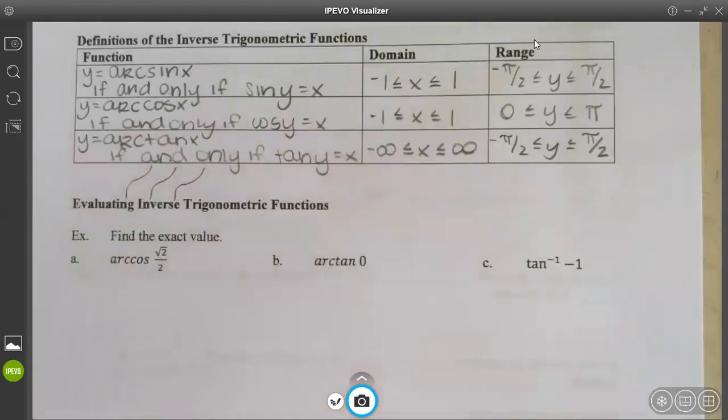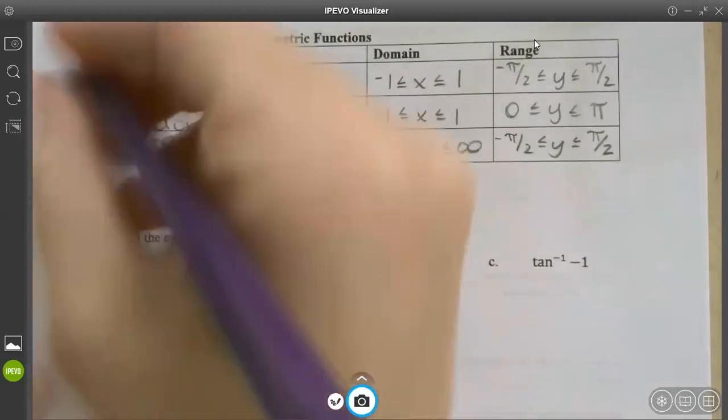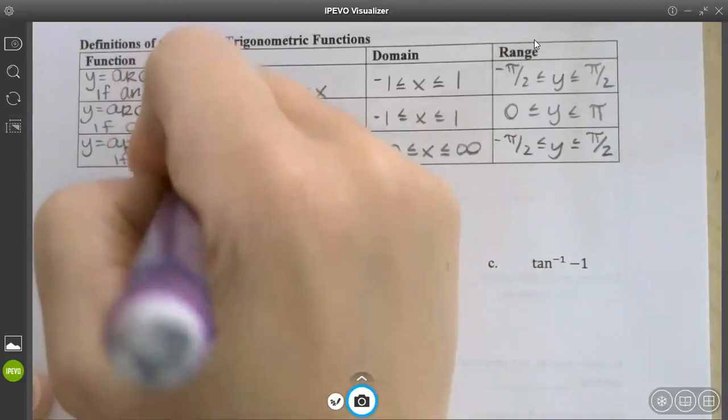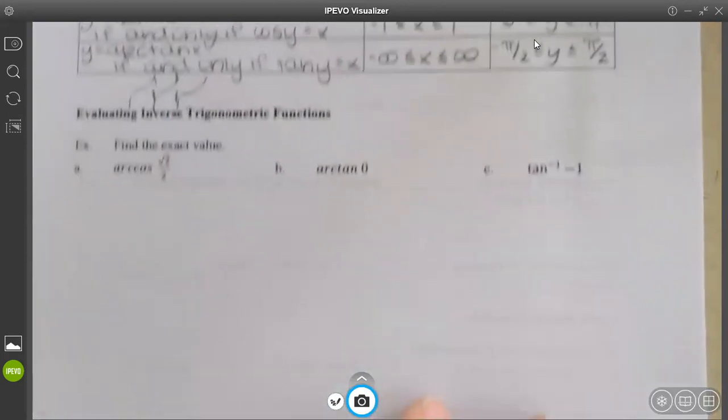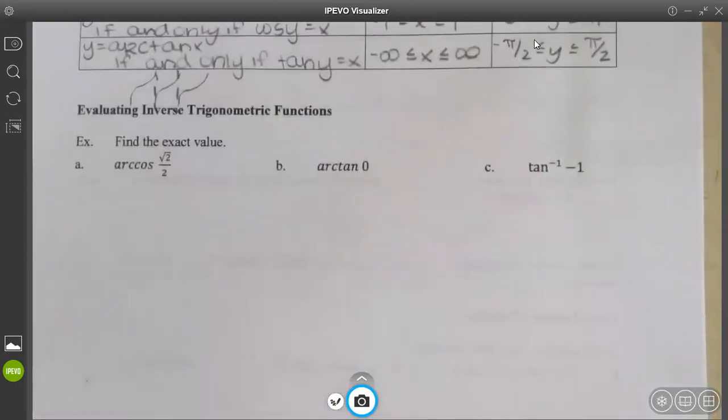Got it? And then we restricted this one, like each one of these little things happened between negative pi over 2 and pi over 2. So now we're turning it the other way. That makes sense? Is everybody good? So that's all we're doing is we're taking the domains from yesterday and switching them with the ranges from yesterday. So same thing on this, find the exact value.